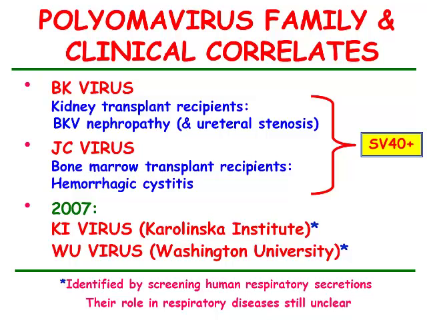Recently, two other viruses have been identified belonging to this family, the so-called KI or Karolinska Institute virus and WU or Washington University polyomavirus. They have been identified by screening human respiratory secretion. Their role in respiratory disease and renal disease is still very unclear and unknown. These two viruses have in common one antigen, which is called the simian virus 40 antigen, which is used to diagnose this infection in the renal biopsies.